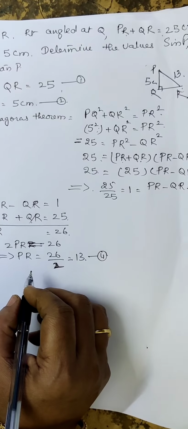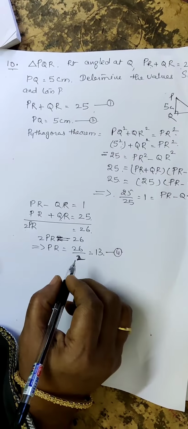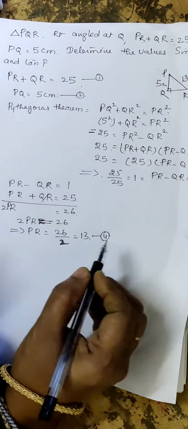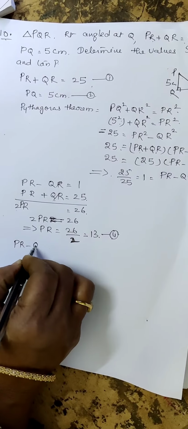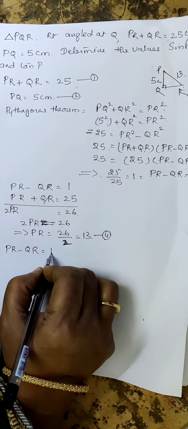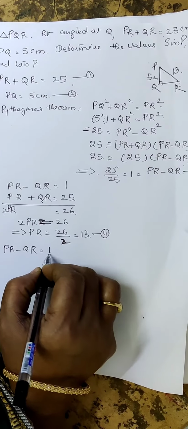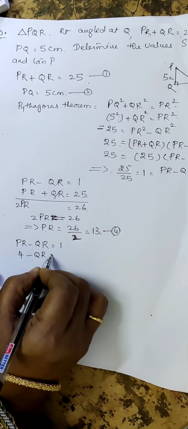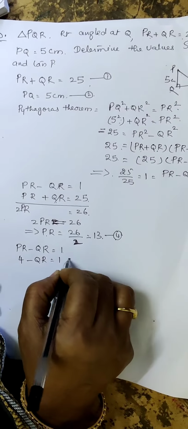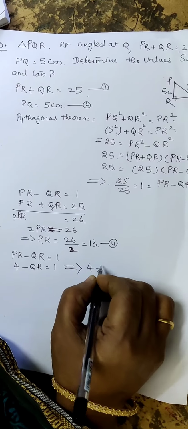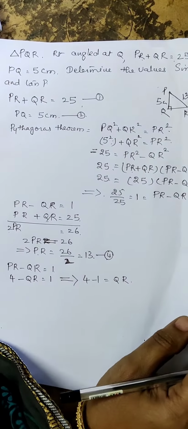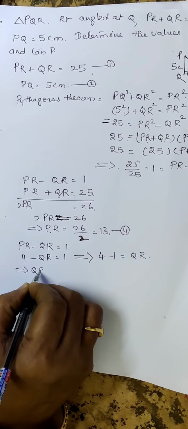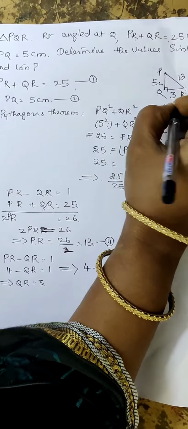Now what else should we find? We should find QR. How can we find QR? Substituting equation 4 in equation 3. That means PR minus QR is equal to 1. This is equation 3. Now I am going to substitute the PR value in this equation: 13 minus QR is equal to 1. So this implies 13 minus 1 is equal to QR. So this implies finally QR is equal to 12. So I am writing that 12 also here.